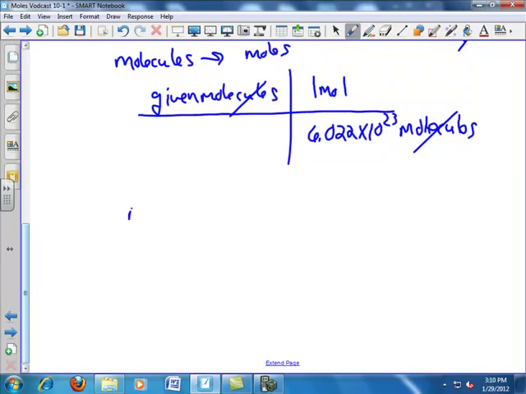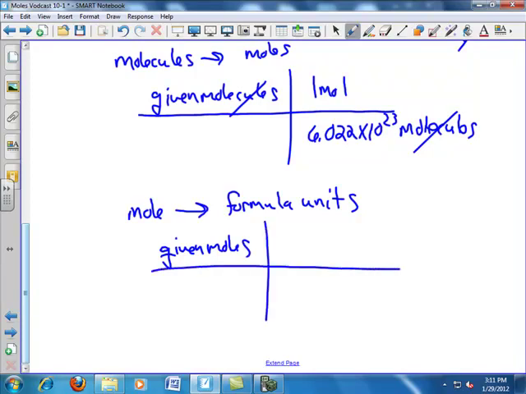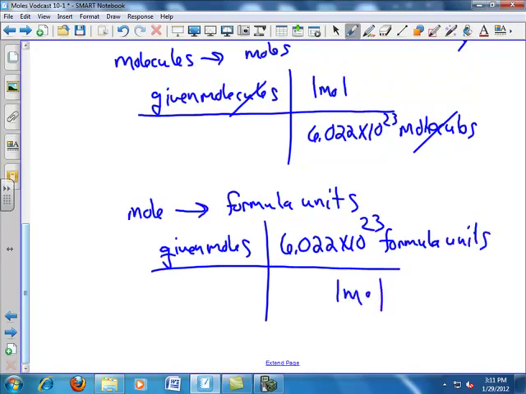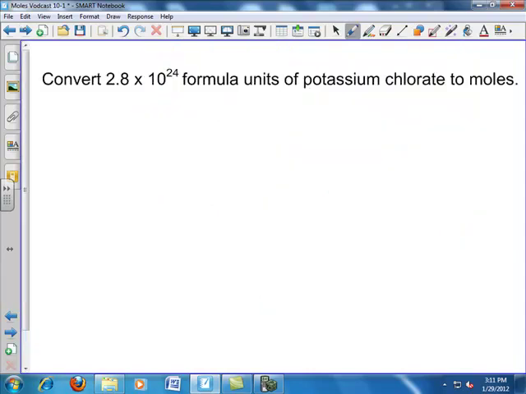Okay? If I start with moles of something and I want to convert that to formula units, again, the math is no different than what we did already. You're going to have your given number of moles, and you are now going to just multiply by 6.022 times 10 to the 23rd formula units per 1 mole. And the moles would cancel. Okay, so it's no different than what we previously did.